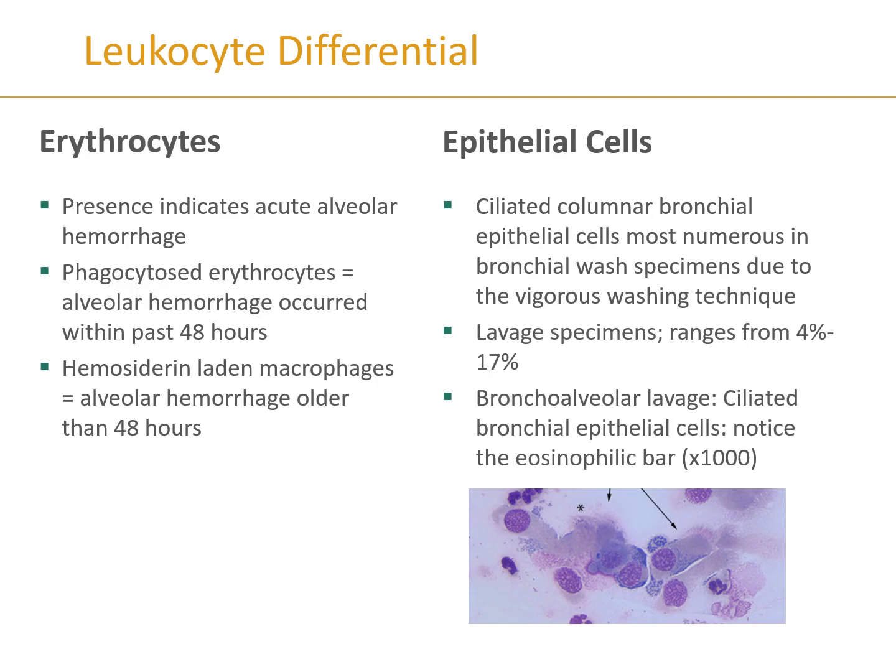Now, if you have the presence of erythrocytes or red blood cells within your sample, then of course that's going to indicate that there's some sort of hemorrhage going on, whether that's a traumatic tap or something else that's going on within those lungs. If those cells have been phagocytized, if those macrophages are eating them, then that indicates that the hemorrhage has taken place within the past 48 hours.